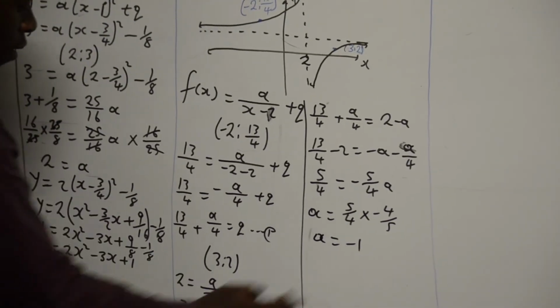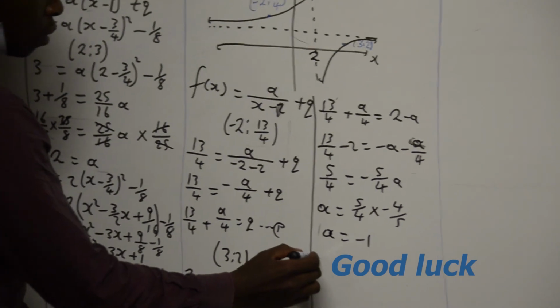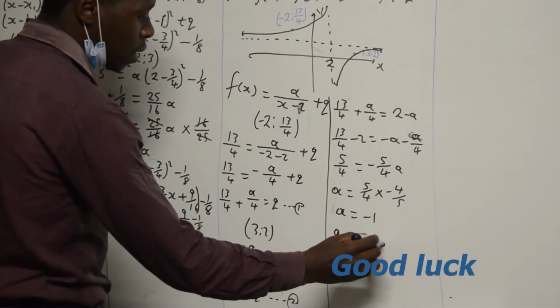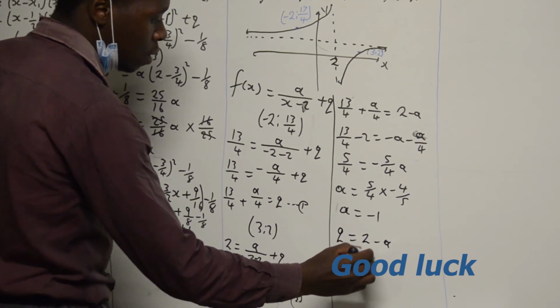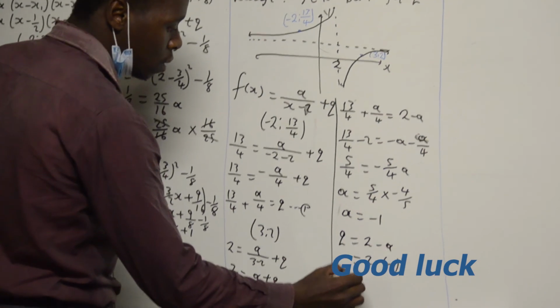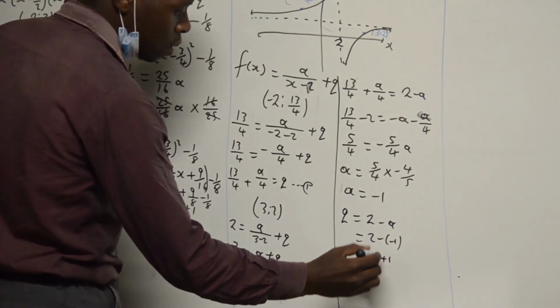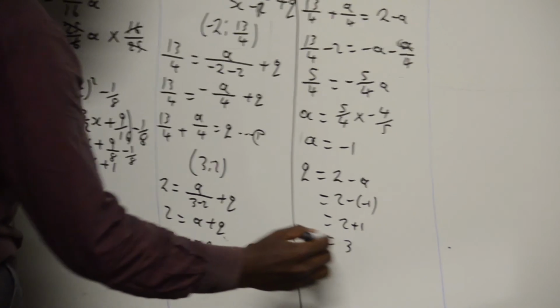Then take this A, substitute it there, and calculate Q. Then your Q becomes 2 minus A, which is 2 minus -1. So A becomes -1 and Q becomes 3.